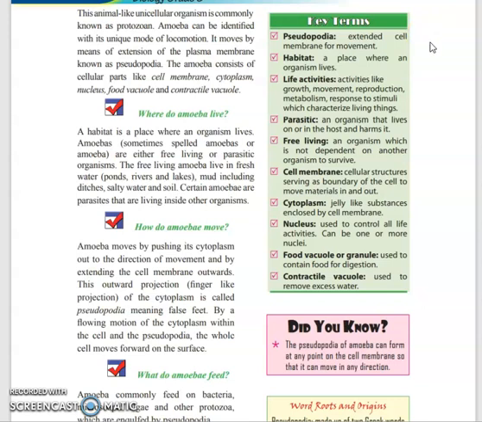Habitat: a place where an organism lives. And life activities like growth, movement, reproduction, metabolism, response to stimuli, which characterize living things.